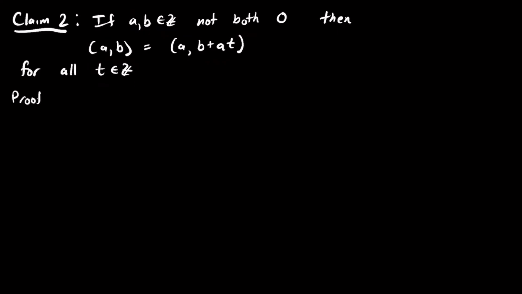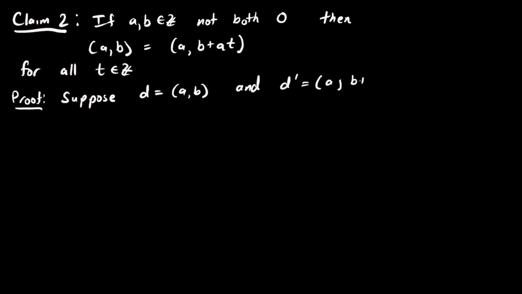This also is a fairly straightforward proof. Okay, so let's set up some notation. I'll say suppose that d is the GCD of a and b, and d prime is the GCD of a and b plus at, right? And so now our goal, we can just write this down so we have it on the side. Our goal is to show that d is equal to d prime, right? We want to show that these two quantities are actually the same. Okay, so let's write down what we know. So we know that d divides a and d divides b, right? By definition of GCD, d has to be a common divisor of a and b.